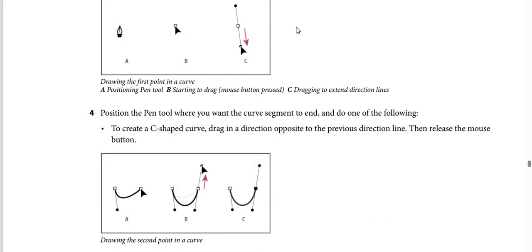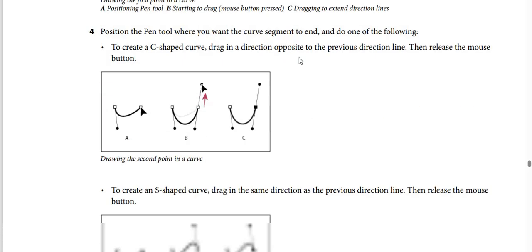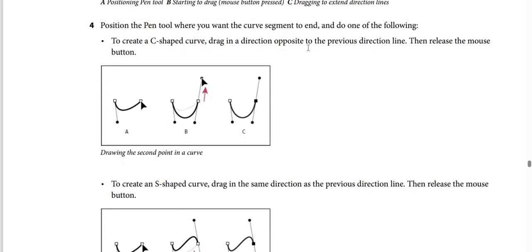Step number 4. Position the pen tool where you want the curve segment to end, and do one of the following to create a C-shaped curve. Drag in a direction opposite to the previous direction line, then release the mouse button. Like this screenshot now. This image will explain how to draw the second point in a curve.